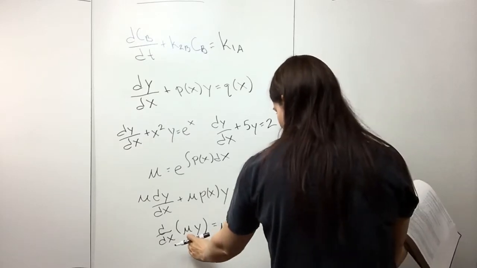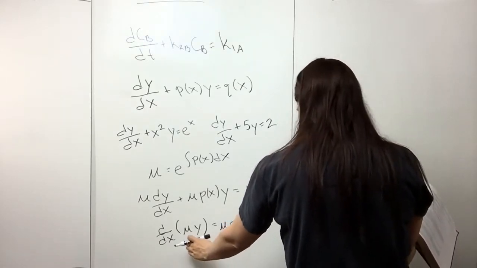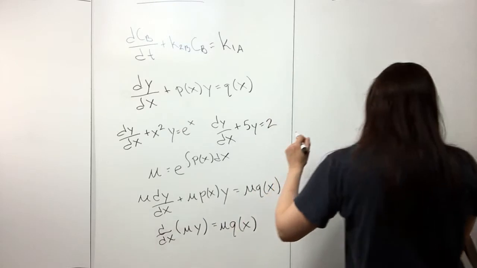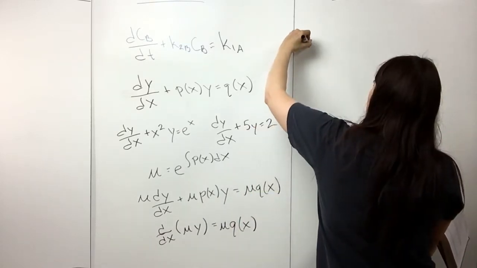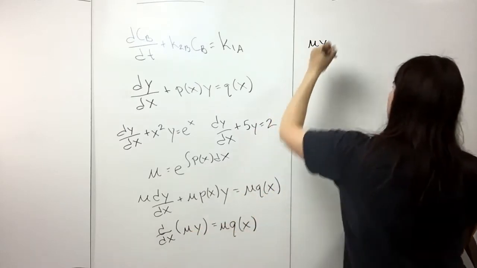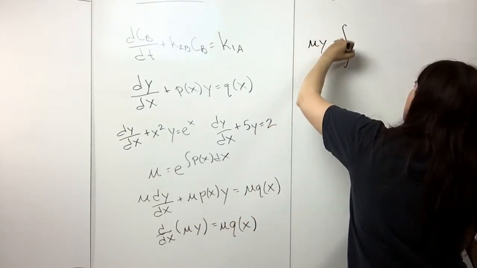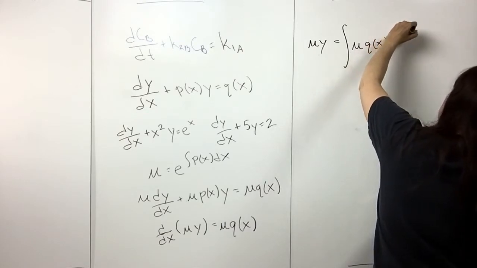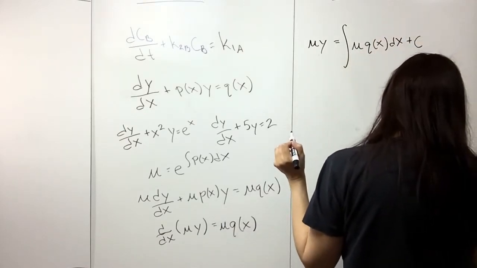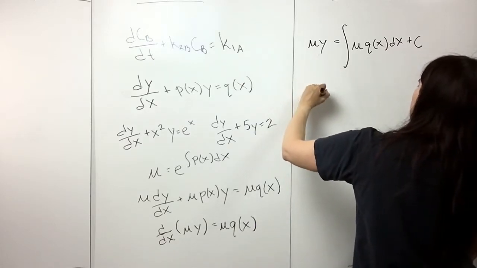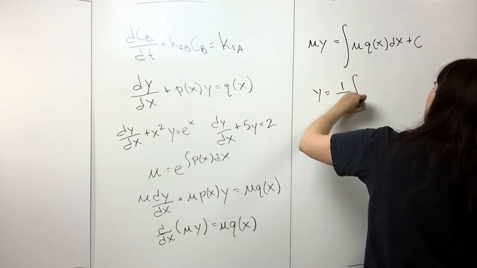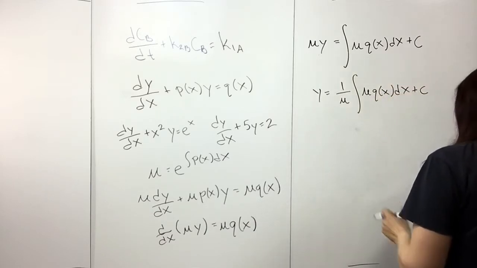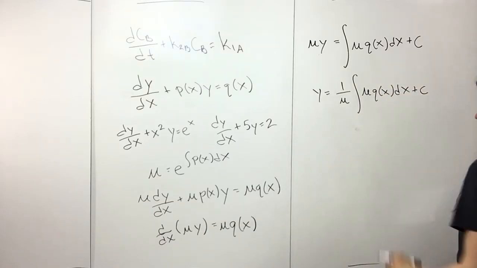So then you can just solve. So you can integrate this and solve for y. So you have mu y is equal to the integral of mu Q(x) dx plus c. And so then if you solve for y, you have y is equal to 1 over mu times the integral of mu Q(x) dx plus c. And then, like we talked about before, you'd solve for c using your initial condition.